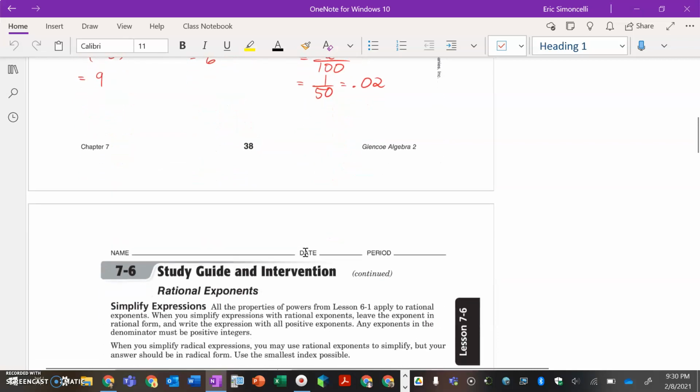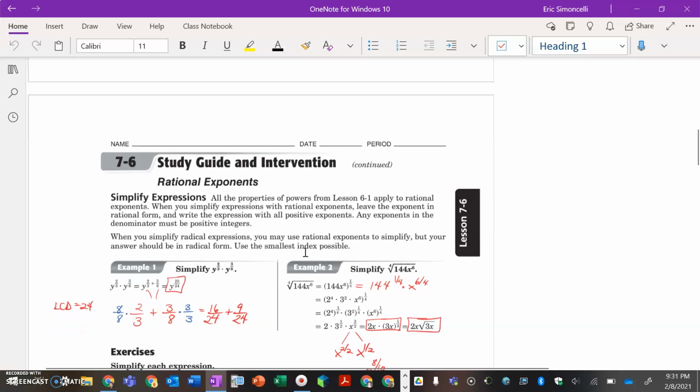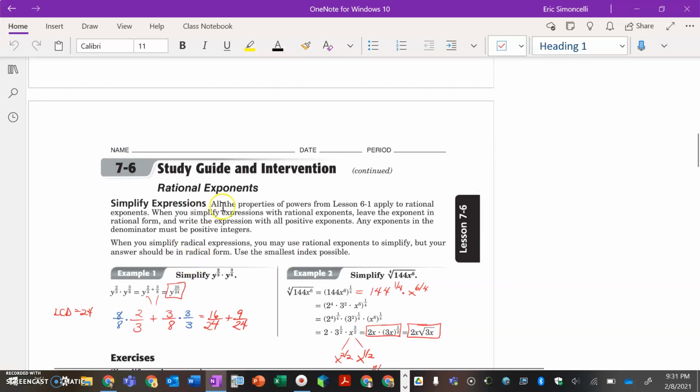So if you take a look, simplifying expressions, and we'll go ahead and obviously jump in with the examples in a moment here. We have first all the properties of powers from lesson 6.1 apply to rational exponents. When you simplify expressions with rational exponents, leave the exponent in rational form and write the expression with all positive exponents. Any exponents in the denominator must be positive integers. When you simplify radical expressions, you may use rational exponents to simplify, but your answer should be in radical form. Use the smallest index possible.